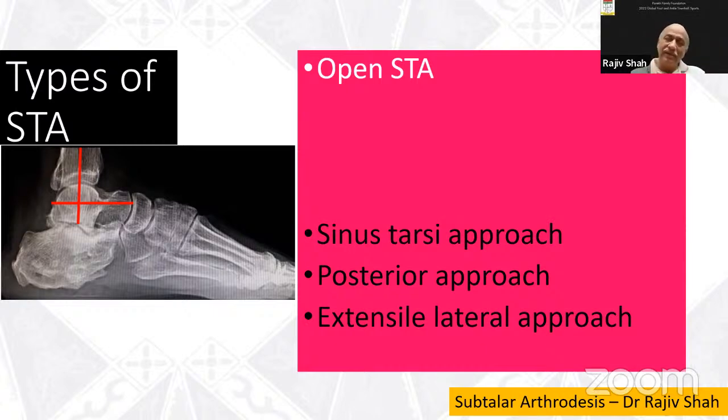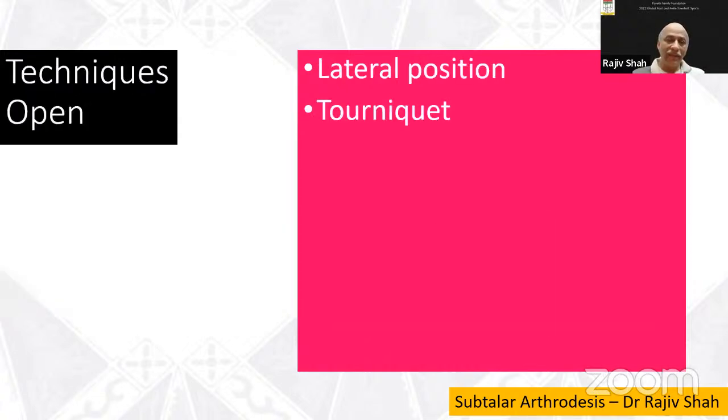If subtalar arthritis requires distraction, then the posterior approach is preferred, through which you can do the curettage, clear the joint, and put in a posterior bone graft from the iliac crest. An extensile lateral approach is used when, following a calcaneus fracture, you want to do a primary subtalar arthrodesis.